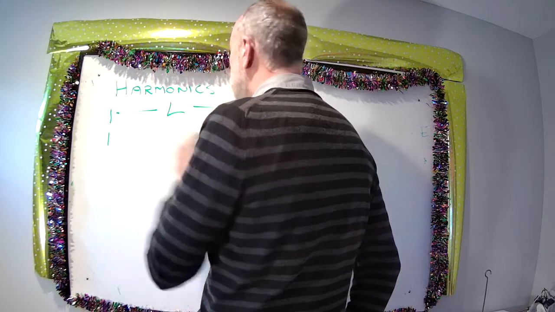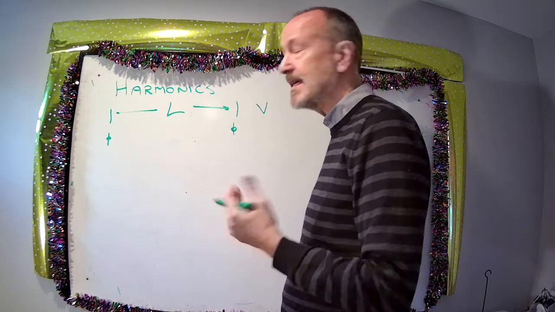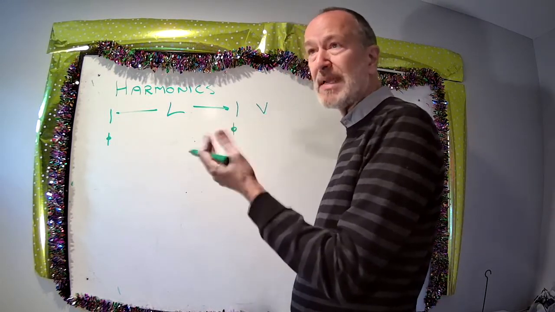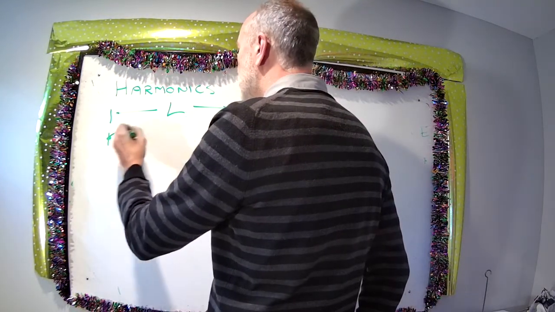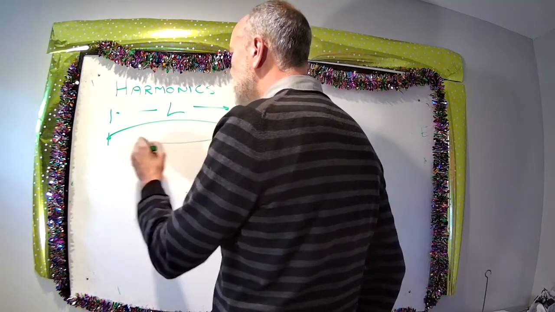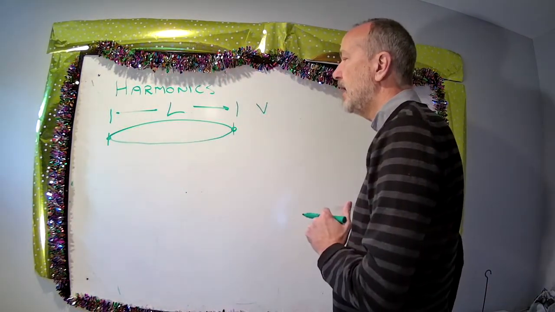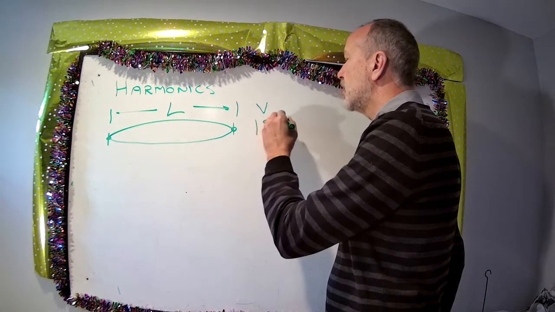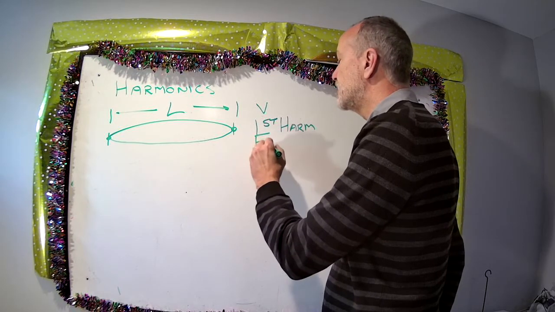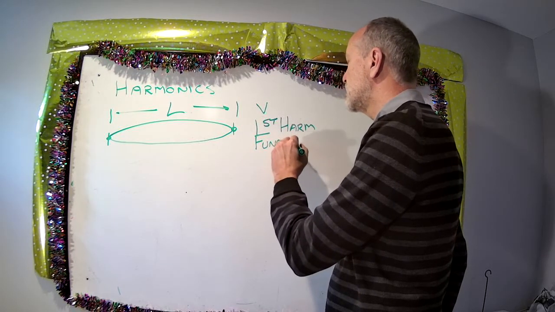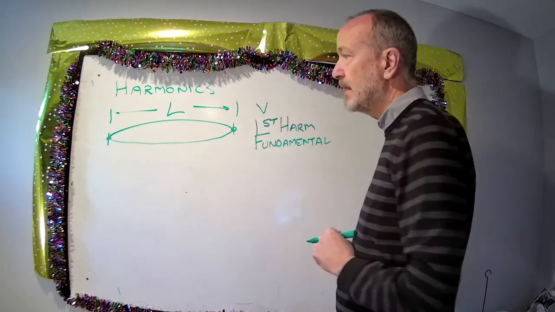The first, here are 2 points that the string's attached to. If we vibrate it back and forth, if we add energy to it, it's going to have several resonances. And the first one would look like that, just kind of going back and forth like that. And that's called the first harmonic. And we sometimes call that the fundamental harmonic. So that's what it looks like.